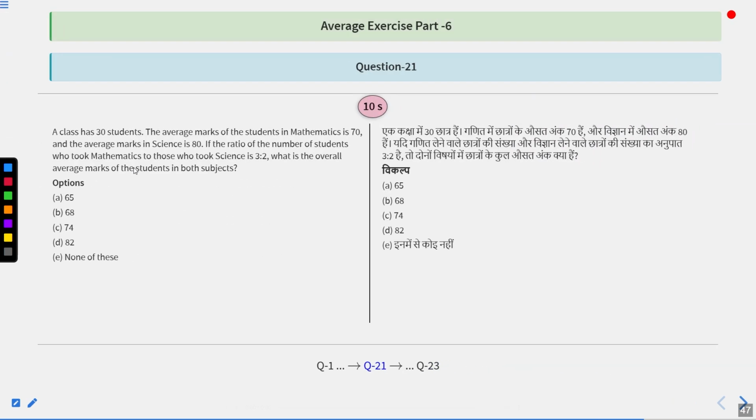In a class of 30 students, the average mark of the students in mathematics is 70 and the average marks in science is 80. If the ratio of the number of students who took mathematics to those who took science is 3:2, what is the overall average mark of the students in both the subjects? You have 5 options and 10 seconds to analyze the question. Your time starts now.